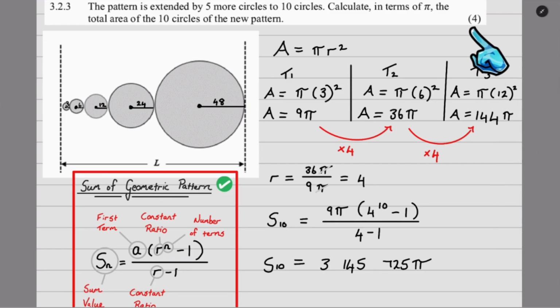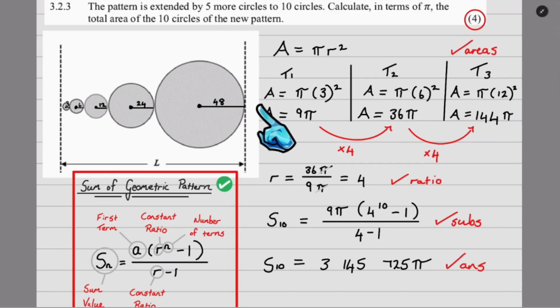Right, let's see where these 4 marks are coming from. So the first mark comes from getting the areas of your circles. Second mark comes from the correct ratio. The third mark comes from the substitution in the correct formula. And the last mark comes from the correct answer of 3,145,725 pi, my bro.